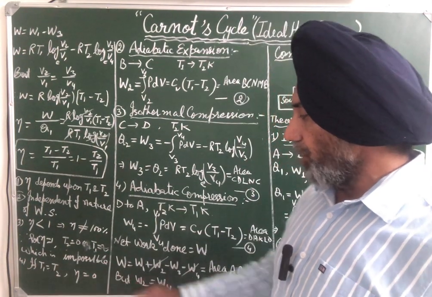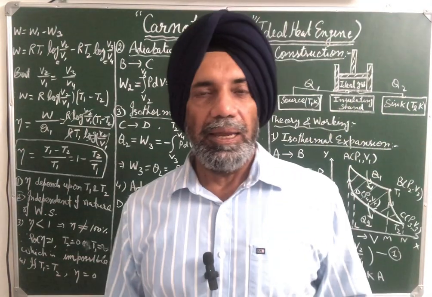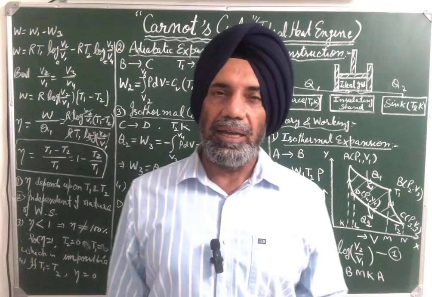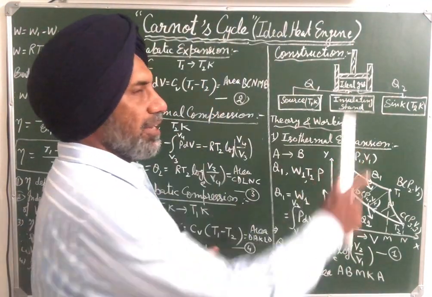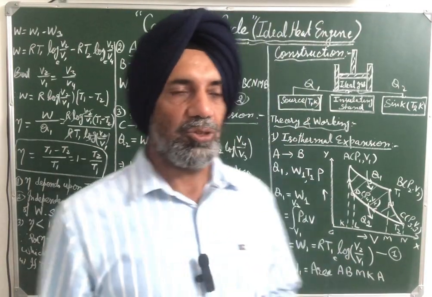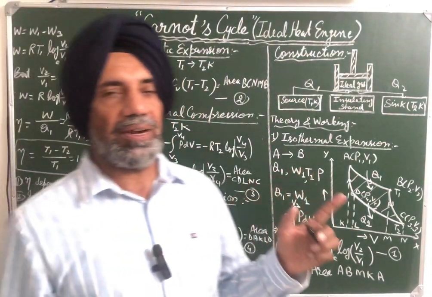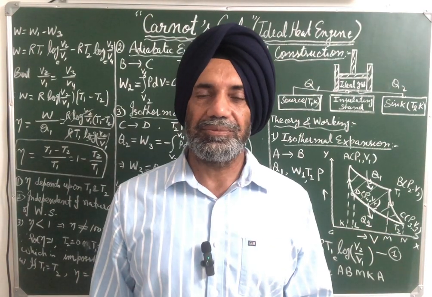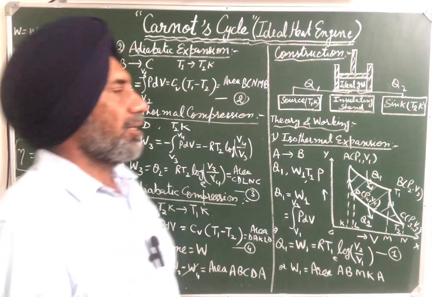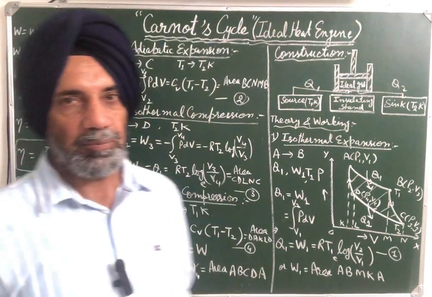Lastly, when T1 is equal to T2, eta is 0. It means the Carnot cycle or Carnot engine, or any heat engine, can never work if the difference between source and sink temperature is 0. So sink and source should always be at different temperatures. So this is all about the Carnot cycle and its efficiency.